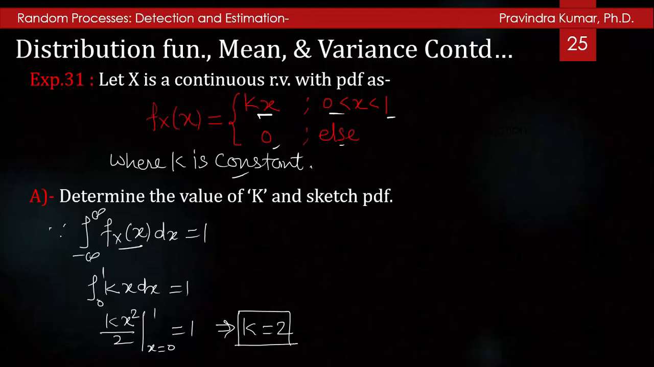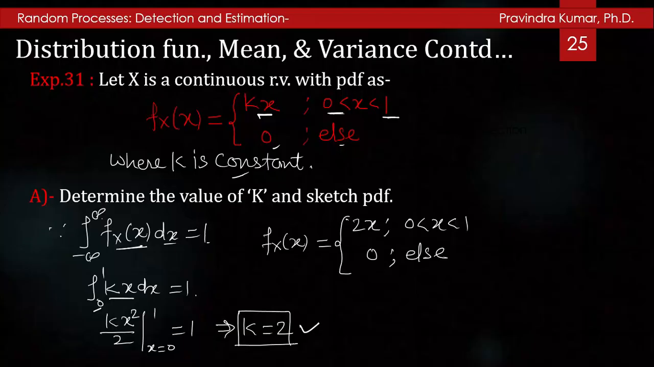So the integration from minus infinity to infinity of f_X(x) dx is 1. Here f_X(x) is kx, and the value of x is from 0 to 1. So integrate from 0 to 1 of kx dx is 1, and from this you can find out that the value of k is 2. So you can define the PDF now as 2x when x is between 0 to 1.